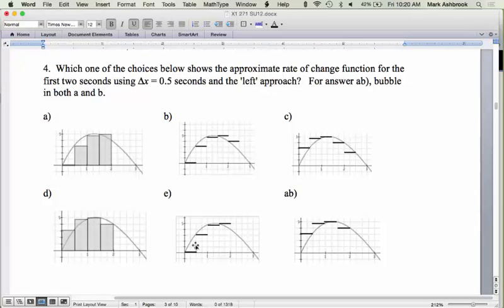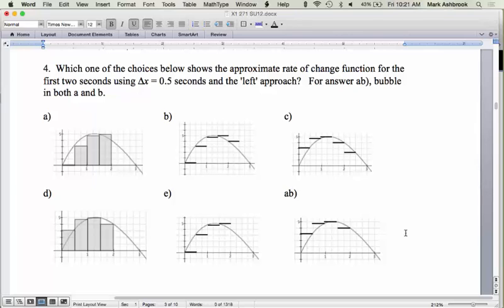Okay, so question 4 was, which one of the choices below show an approximate rate of change function for the first 2 seconds based on the left approach? So let's first figure out which ones of these show an approximate rate of change function. Does A show an approximate rate of change function? No, it shows rectangles. It's not showing a function. So A and D are not showing a function. So the other 4 here to the right.